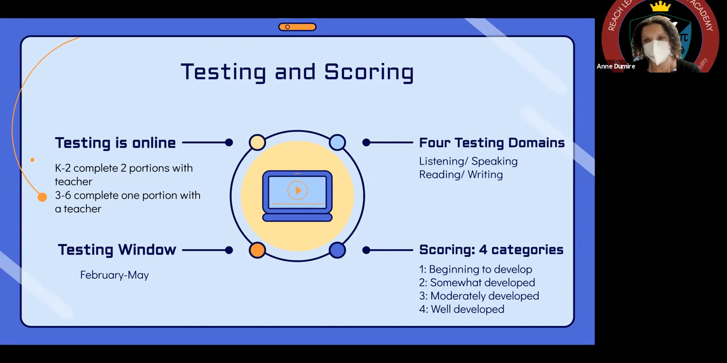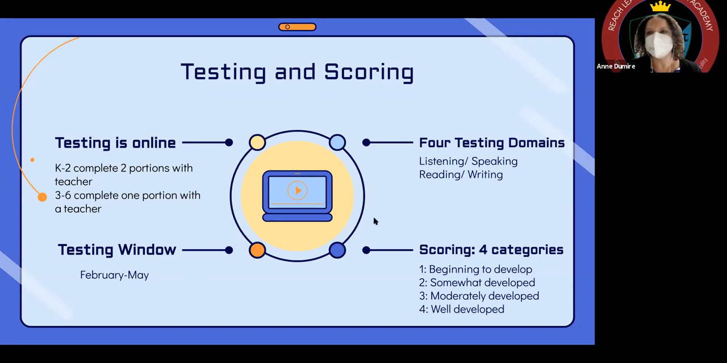The testing window opens up in February and closes in May, and our testing window at REACH is determined by, generally, we finish before they take their state assessments for the SBAC. So once we have the calendar for one, we set the calendar for the other, but it tends to be in like end of February, early March.